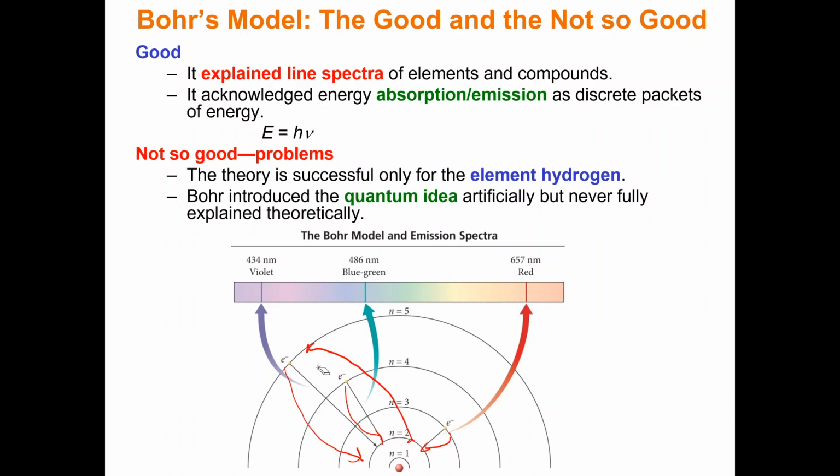So in other words, each one of these relaxations has a different energy associated with it. So it takes a different energy to excite to a certain level, but it also gives off a different energy when it relaxes to a certain level. So that's what would cause these individual lines to appear.